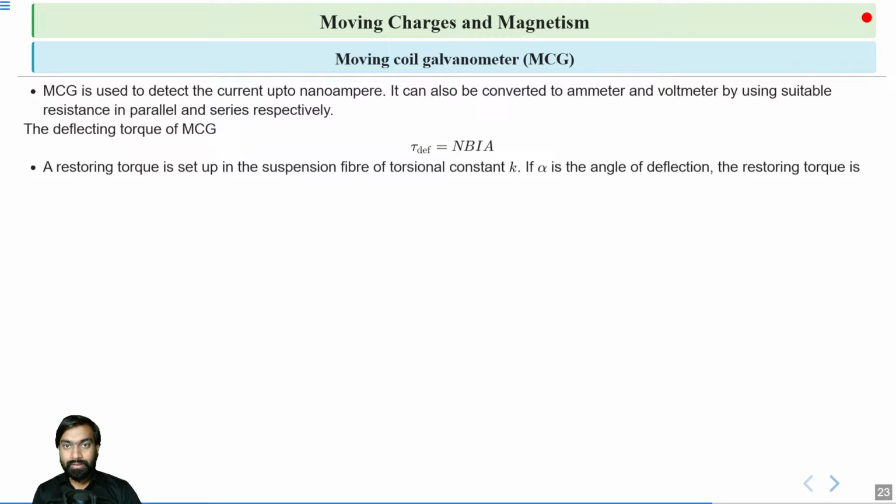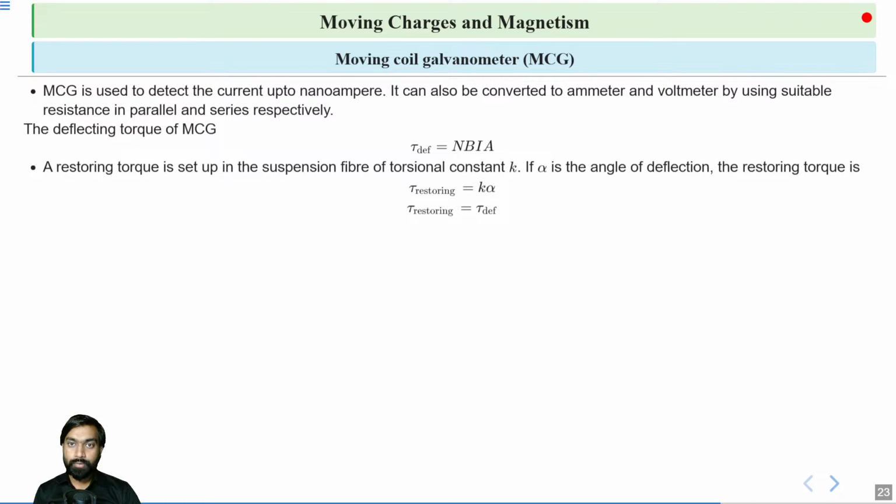The coil is suspended by a fine wire, a suspension fiber, which offers resistance to twisting. This wire has a torsional constant K. When the coil deflects by an angle alpha, the wire produces a restoring torque tau restoring that opposes the deflecting torque and tries to bring the coil back to its original position. The restoring torque is tau restoring equal to K alpha.